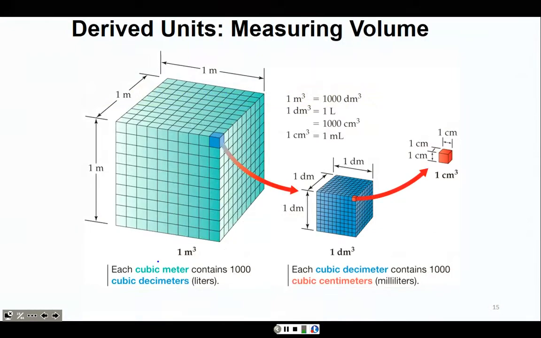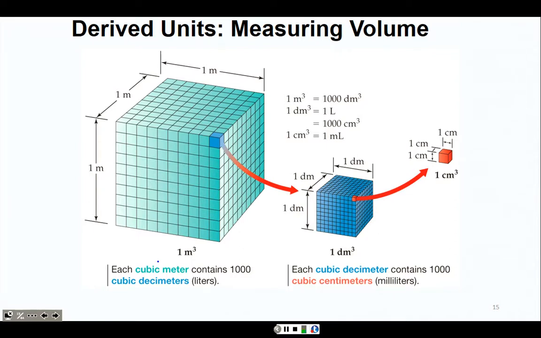And volume. Those of us who grew up in the US of A are not always comfortable with liters and milliliters, but it's time that we should be. You know what a 2-liter bottle of pop looks like, I suspect, or something similar. And we're going to think in terms of meters and milliliters and how do those relate to each other.